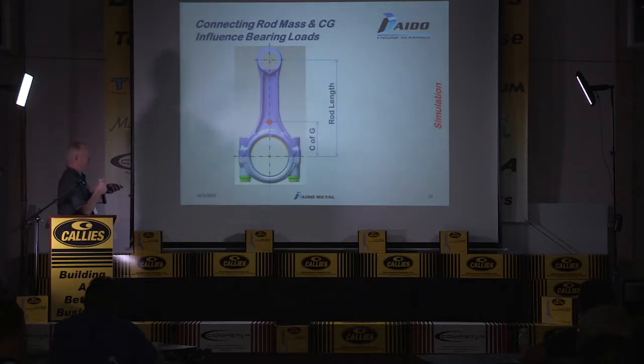One of these things is the connecting rod. The center of gravity of your connecting rod has an influence on the shaft locus as well. As the piston and rod assembly are reciprocating, the center of gravity of the rod moves back and forth. That inertia adds an extra load on the rod bearing depending on the engine speed.